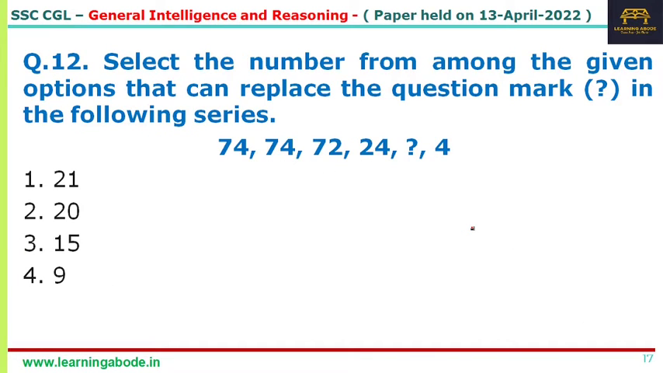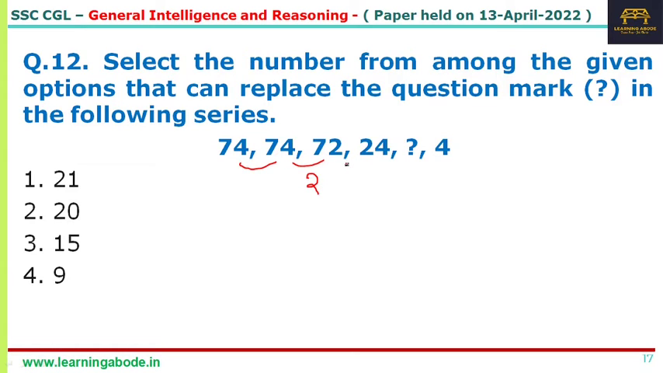Right, now question number 12. Now this is becoming very popular recently. I saw a similar question recently while I was solving this SSC JE paper from 2021. So there again I found a similar question, right? So here if you see 74 and 74, then 74 and 72, the difference is 1.